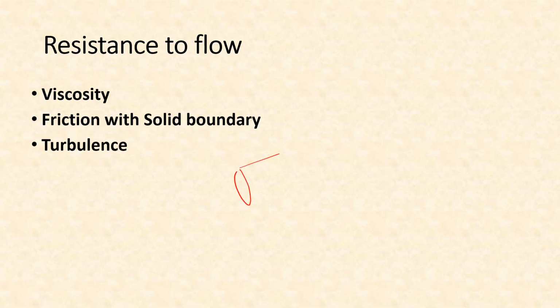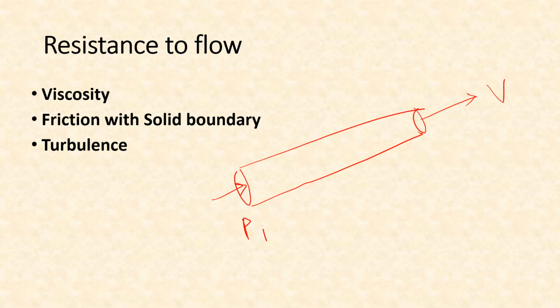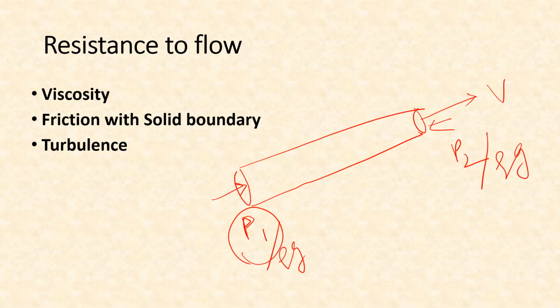pressure, suppose this is a pipe. At this point it has some pressure P1, and it is flowing with a velocity V, suppose, and at this point it had pressure P2. The pressure head at this point, which is P1 by rho g, will decrease to P2 by rho g, because whatever is the difference, that is the energy being spent in overcoming the frictional resistance, which is always acting against the flow.